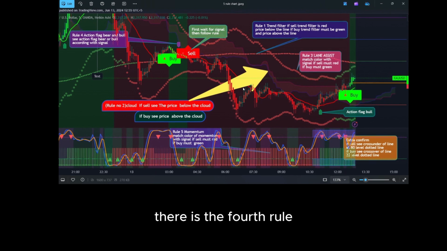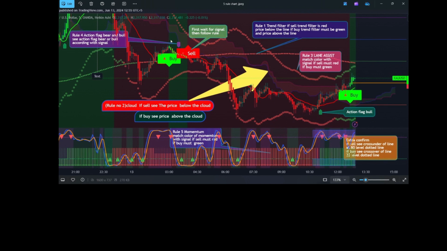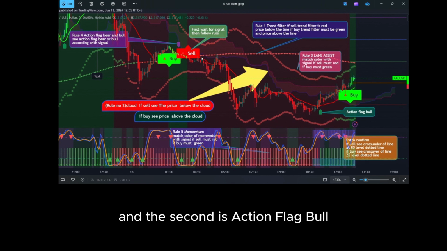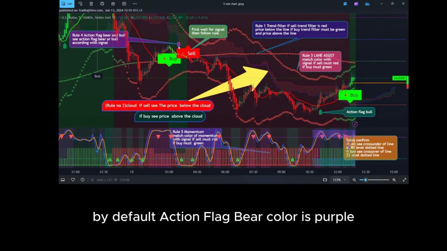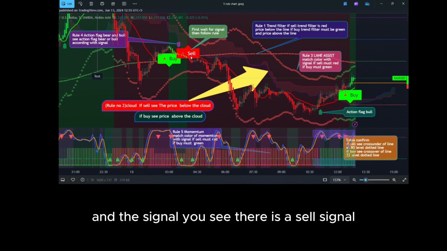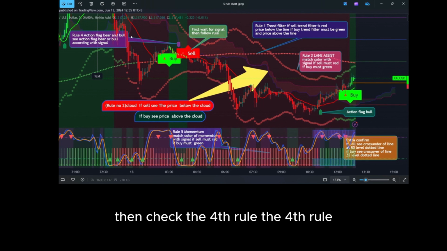There is the 4th rule. The 4th rule is based on the action flag. There are 2 types of action flag. One is action flag bear and the second is action flag bull. By default, the action flag bear color is purple and the action flag bull color is green. If 3 rules are fulfilled and you see there is a sell signal and all the 3 rules support the sell signal, then check the 4th rule. The 4th rule, action flag bear, is also available and supporting the sell signal.